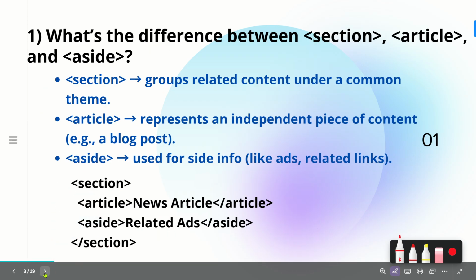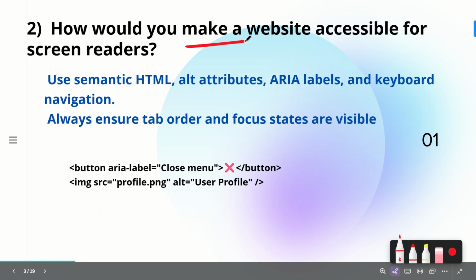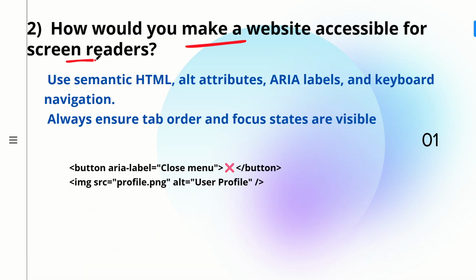Now let's see our second question, how would you make a website accessible for screen readers. So the first thing is semantic HTML. We have to make use of the semantic tags, which we have discussed in the previous question also, that semantic tags are helpful for people who have disabilities, and it is useful for screen readers also to convey the meaning. So what are screen readers?